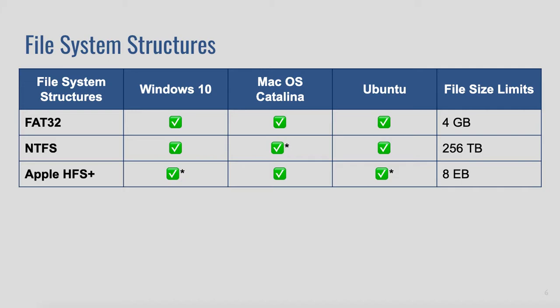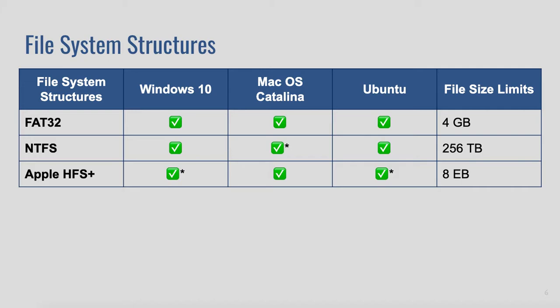The FAT32 file system structure is a very old and slightly outdated system for structuring and organizing files on hard drives, on our storage. The benefit of being a little bit old and well known is that all operating systems are able to use it. You can see I've got a green tick for both Windows 10 and macOS Catalina, as well as Ubuntu. All three of these systems can read files from a FAT32 drive. They can also write files to a FAT32 drive, which is particularly important.